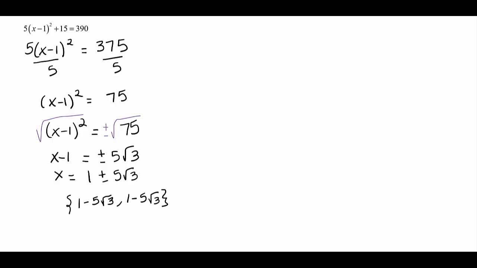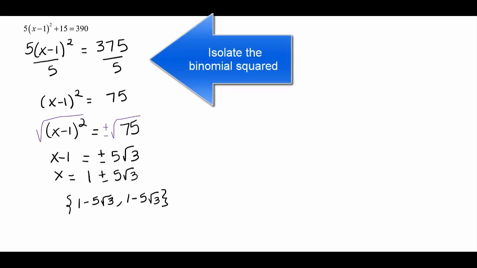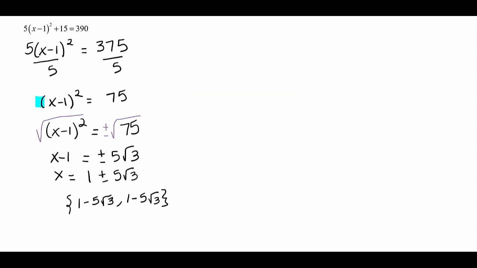Okay, so how did you do? So the first step was to isolate the x minus 1 squared, right? So we went ahead and subtracted the 15, got a 375, and then divided both sides by 5 in the first step. So that gave us x minus 1 squared equals 75, which is our binomial or quantity squared equals number. So we took the square root of both sides. Did you remember your plus or minus on the right-hand side?